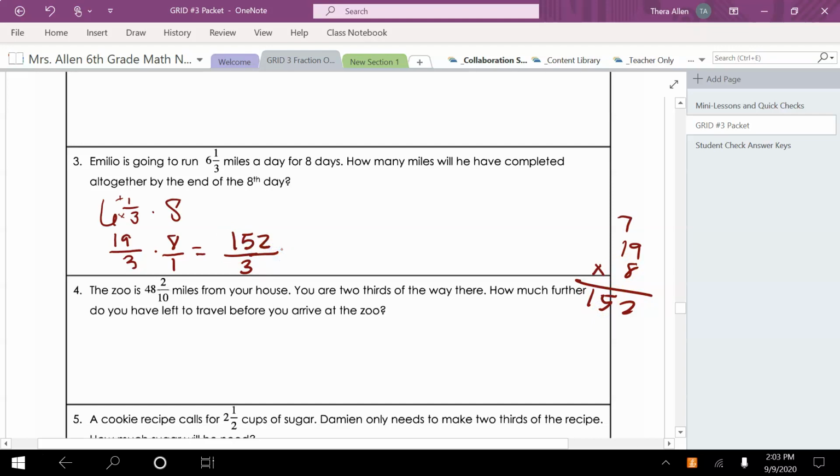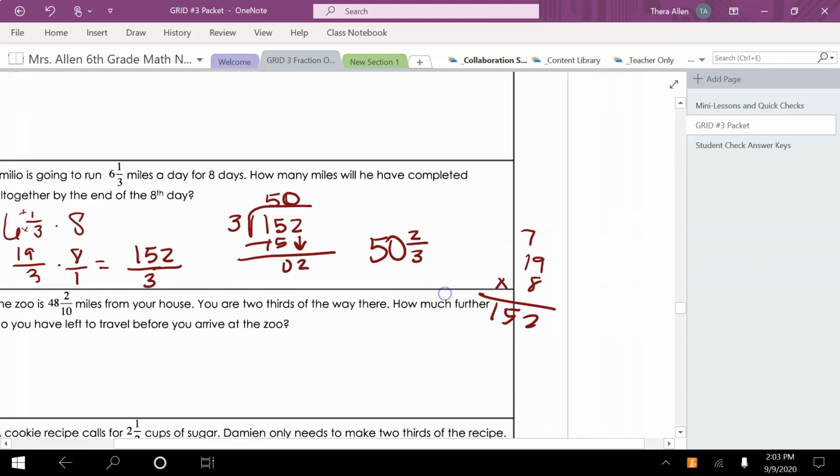This is an improper fraction, so I need to divide. Let's see, 3 can go into 15 5 times. And that leaves me with a 0, and I bring down the 2. 3 cannot go into 2, so I have to put a 0 there. And then I am done. I do not need to add a decimal because I'm going to change it to a fraction. My whole number is 50, my numerator is 2, and my denominator is 3. 50 2/3 miles.